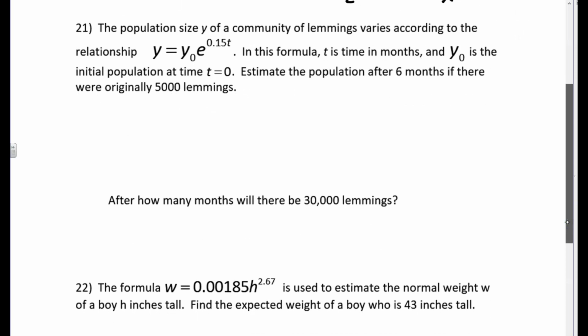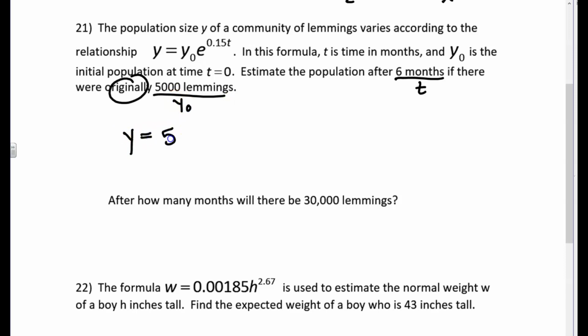Now again, the greatest use of e is in real-world application problems because it occurs so often. Here's an example. The population size y, the community of lemmings, varies according to the relationship y equals y naught e to the 0.15 t. In this formula, t is time in months, and y naught is the original population at t equals 0. So estimate the population after 6 months, that's my t, if there were originally 5,000 lemmings, that's y naught. So we just simply plug in.